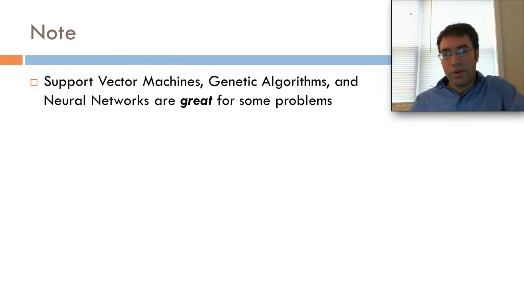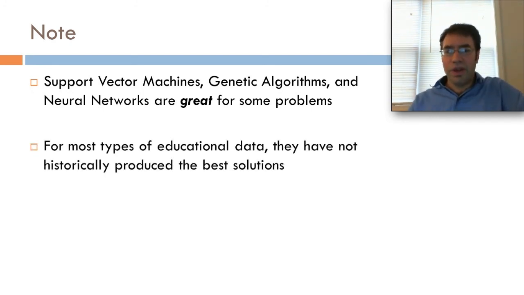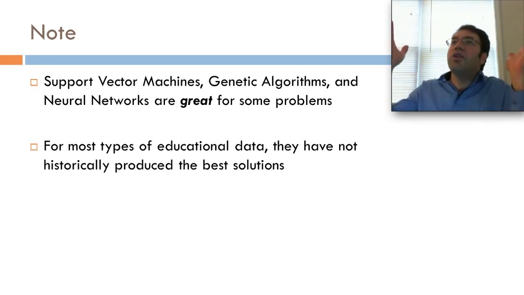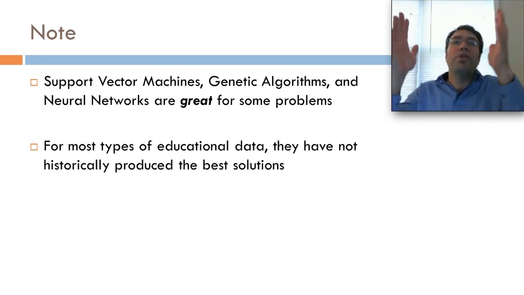I'd like to make a quick note. Support vector machines, genetic algorithms, and neural networks are great for some problems. They're really fine algorithms. But for most types of educational data, they haven't historically produced the best solution. So when someone comes to you and says, "But you're not using a neural network. How can educational data miners not use neural networks? You must not have caught up to the 1970s."